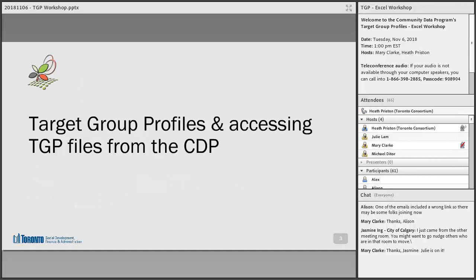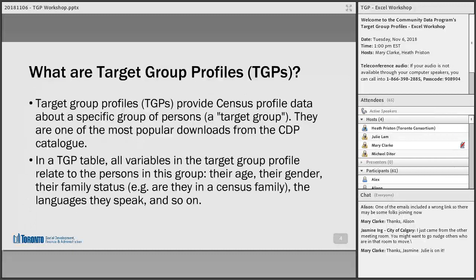So, Target Group Profiles. What are they? Hopefully most of you have an idea of them, but I think it's useful to point out that they're a cut of the census profile data that focus on a specific target group. They also happen to be one of the most popular downloads that we see from the Community Data catalog.